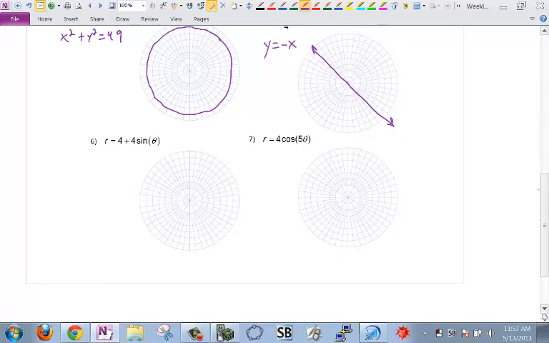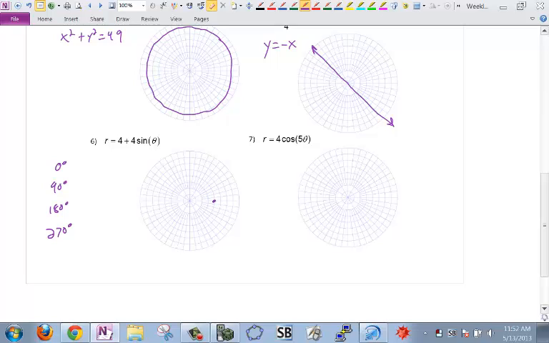Okay, number 6, 4 plus 4 sine theta. That is a limaçon, specifically because the 4s are the same number. It is a cardioid. Because it is sine, it's vertical, and because it's plus, it's going to be up. Okay? So I'm going to plug in 0 degrees, 90 degrees, 180 degrees, and 270 degrees. So we plug 0 in, and that outputs 4.